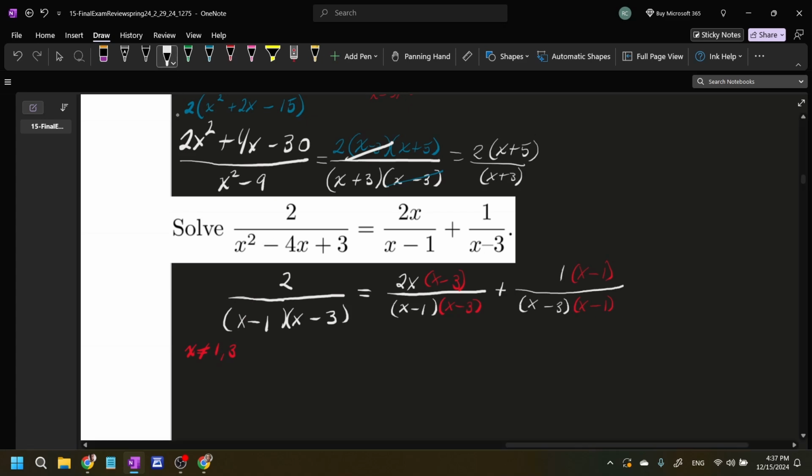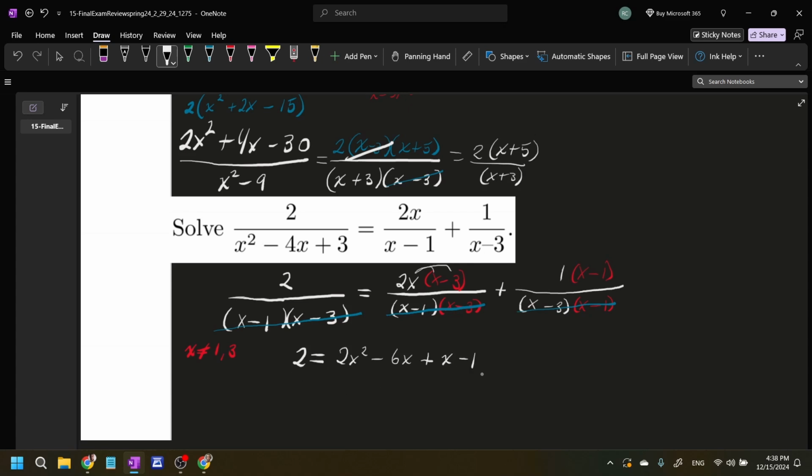All right, now that we've found our excluded values and all of our denominators are the same, we don't need them anymore. The denominators have done their job. We can go ahead and cancel those out because we've already brought those binomial factors up to the top. So let's just rewrite our numerator. 2 equals, and I'm going to go ahead and distribute this as I go. So 2x times x gives me 2x squared. 2x times negative 3 gives me negative 6x, plus, and on the right side, we've got x minus 1.